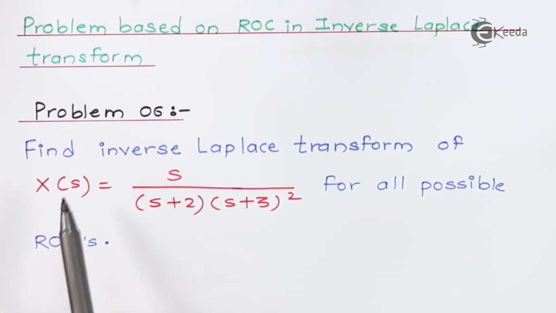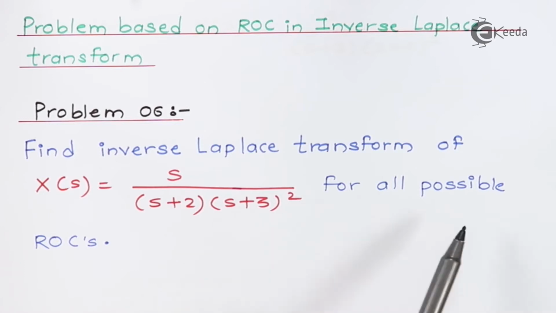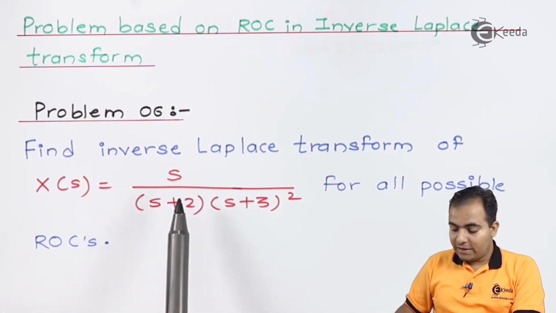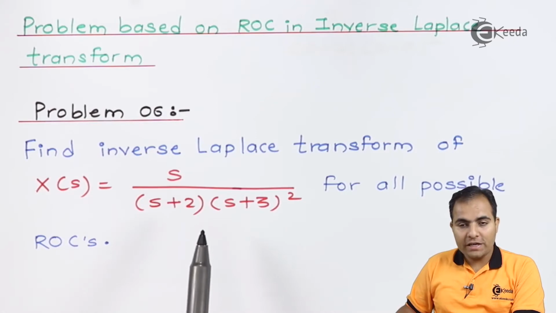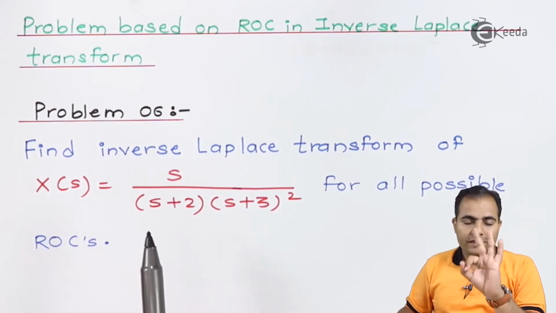Question number 6. Find the inverse Laplace transform of X(s), and it is given as s upon (s plus 2) times (s plus 3) the whole square. And what is mentioned? For all possible ROCs. Here the ROC is not given, and in this numerical, what is given? Here we have a simple pole, multiple poles, and a repeated pole. This question is based on all three types.